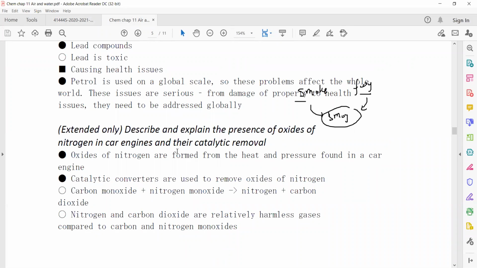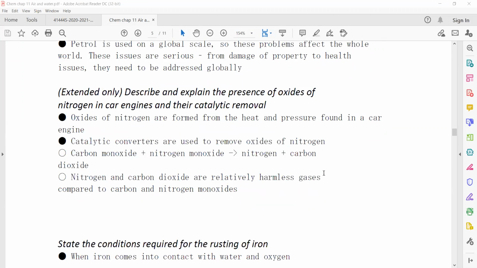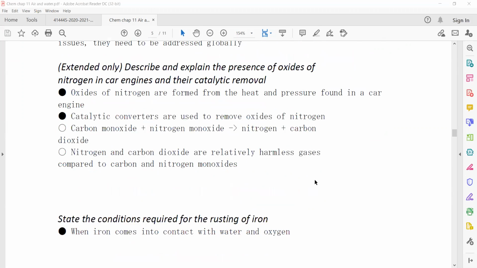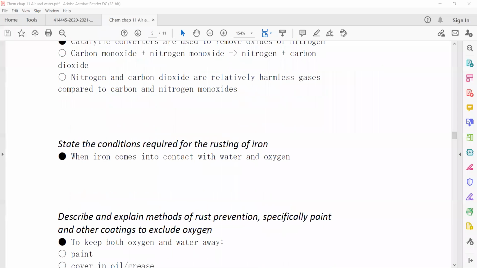Describe and explain the presence of oxides of nitrogen in the car engine. How are these oxides of nitrogen formed and how are they removed? Oxides of nitrogen are formed when nitrogen and oxygen react inside the car engine due to electrical discharge or spark. These oxides are reduced to nitrogen by using a catalytic converter. Nitrogen monoxide is reduced and carbon monoxide is oxidized to carbon dioxide, which are less harmful compared to other gases.